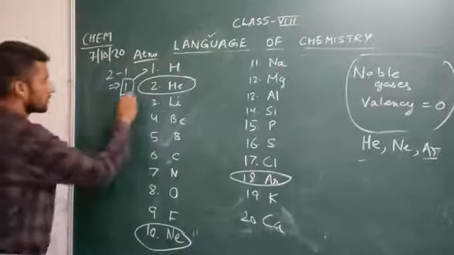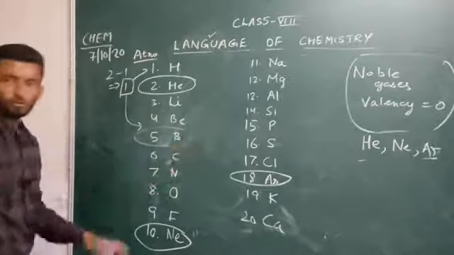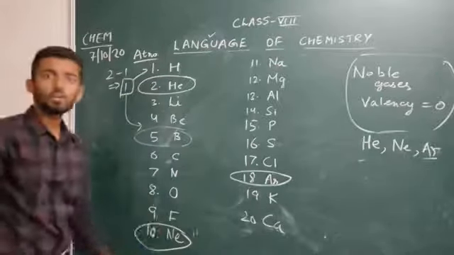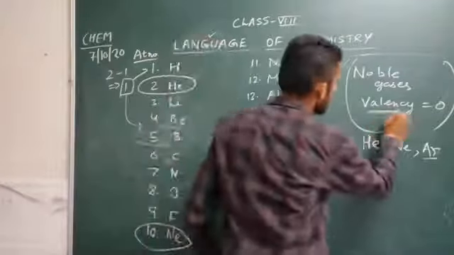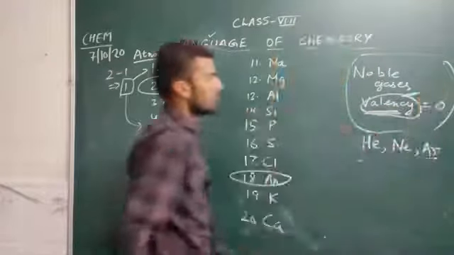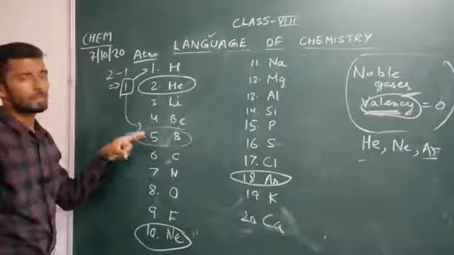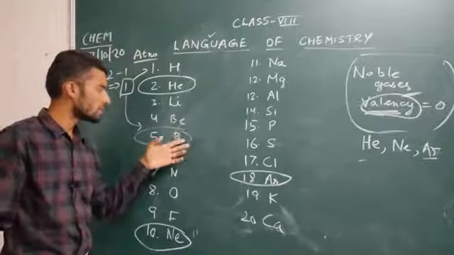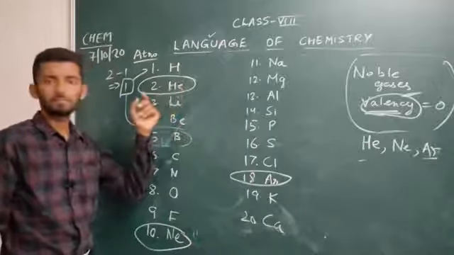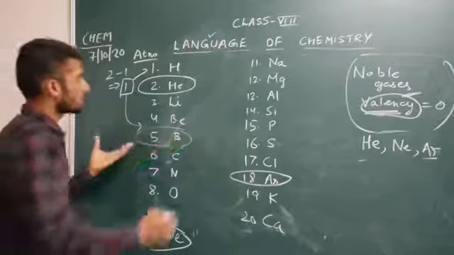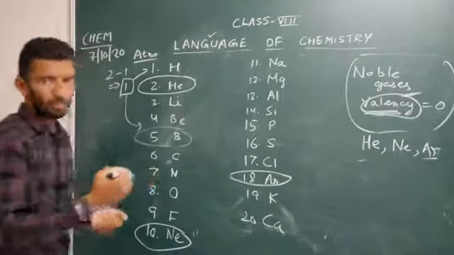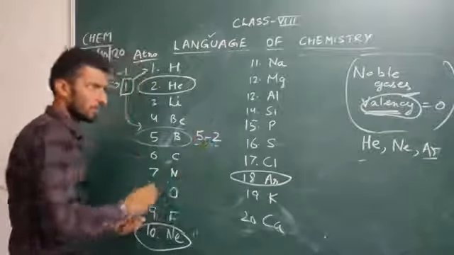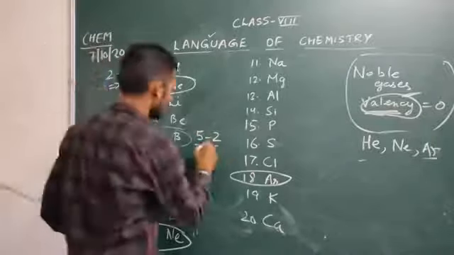Similarly, if we talk about boron. Boron has helium nearby in comparison to neon. Whenever you want to find the valency, you need to see the difference of the element with respect to the nearest noble gas. The nearest noble gas with respect to boron is helium. Helium has atomic number 2, boron has atomic number 5. So subtract the atomic number of helium from the atomic number of boron. That gives you the valency, which is equal to 3 here.